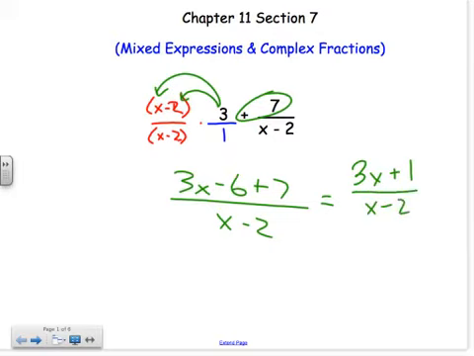And then I check and see if anything cancels or factors. And I can't do anything with this, so that would be my final answer. So we're just getting it simplified. All right, writing it as a rational expression.